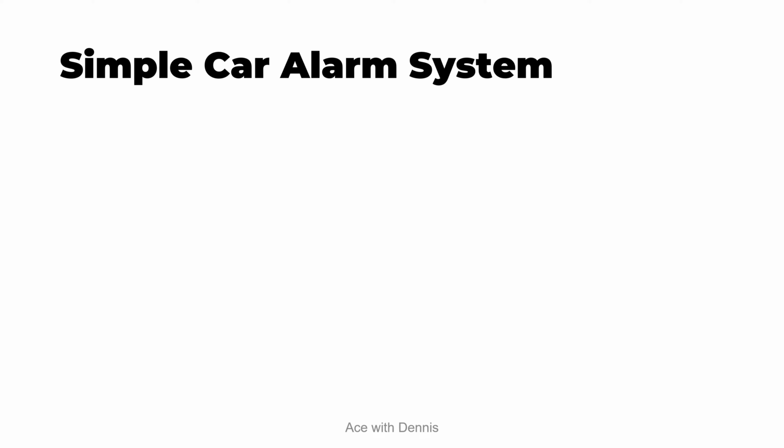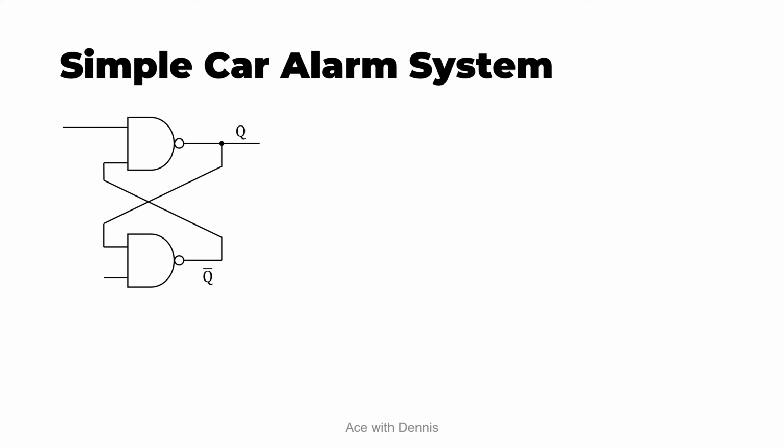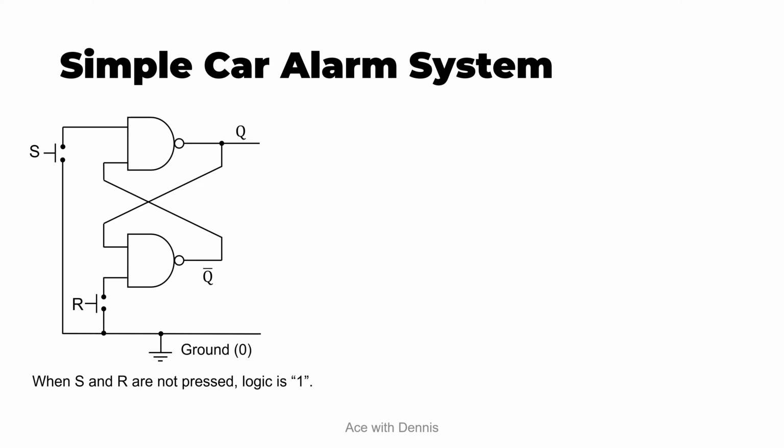Now, let's go to this simple car alarm system. Here is the circuit. We have the SR latch, and we have the set and reset buttons. Both are connected to the ground. When S and R are not pressed, the logic is 1. When S and R are pressed, the logic is 0. As you can see from the circuit, when this switch is closed, it goes to the ground, which means the logic is 0. When it is open, the logic is 1. The output is connected to a siren.